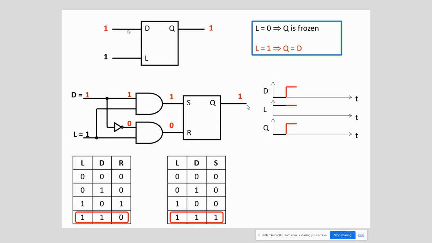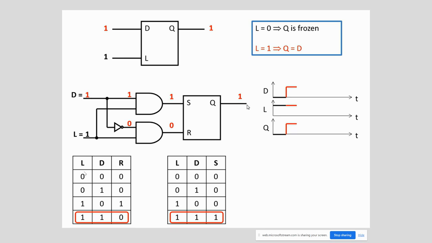Here we have D is 1 and L is 1, and then we get Q as 1, basically if L is high. So let's have a look. Here we have D is 1, comes in as 1. L is 1, comes in as 1. 1 and 1 is 1. So here I'm going through to the S, which I'll show you in a minute. Now here 1 comes in, inverts to 0, and then this is 1. So 0 and 1 is 0.